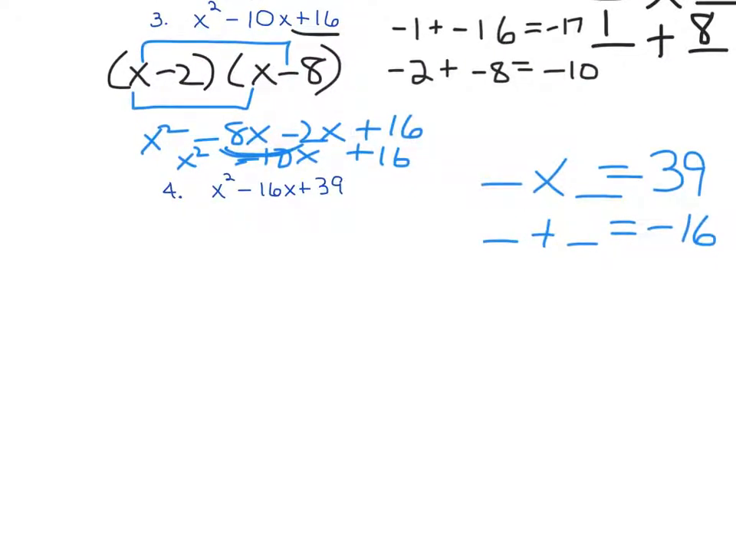Okay, so here, 1 times 39, and they're both going to be negative. Notice when you add those two, you get -40. That's not working for me. 2 can't go into 39 evenly, but 3 will. 3 times 13.